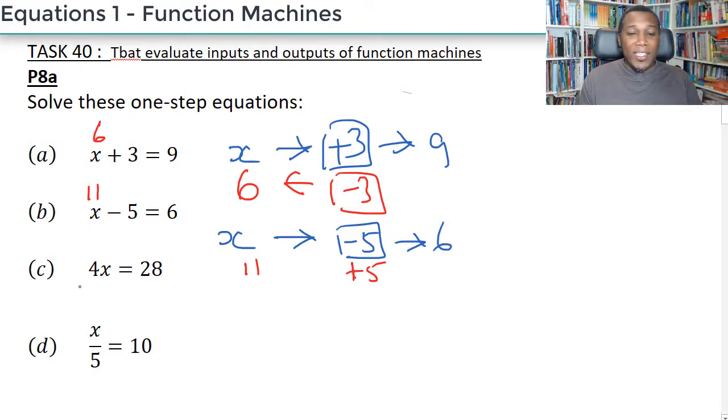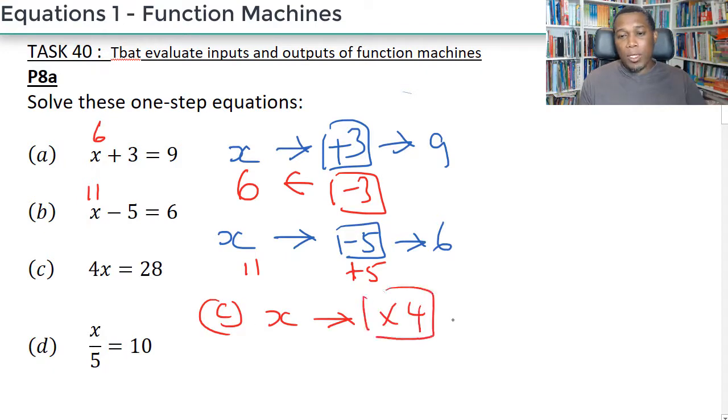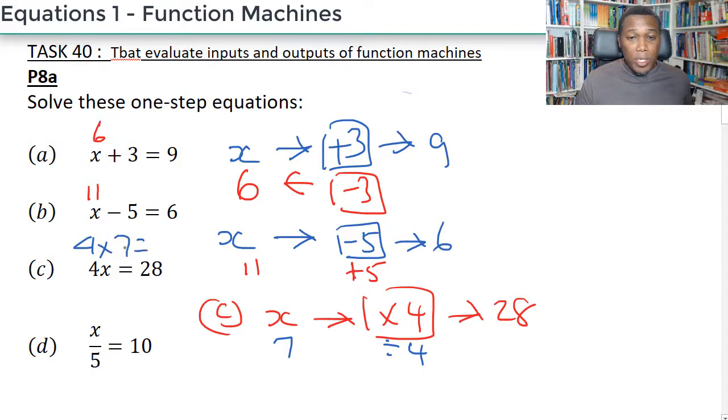Here, what does 4x mean? It means your input x has to be multiplied by 4. So my operation for C is x multiplied by 4, and as a result of multiplying by 4, I'm getting 28. So what was the number? I've got to go backwards. The opposite of multiplying by 4 is dividing by 4. 28 divided by 4 gives me 7. So x is equal to 7. 4 times 7 is what will give me 28. So the missing number is 7.